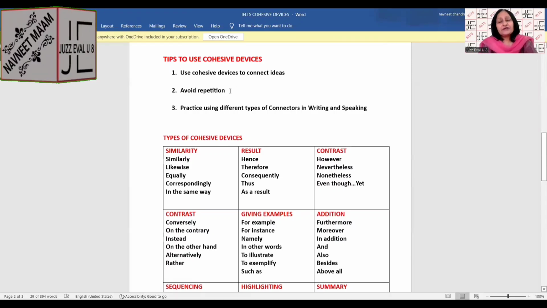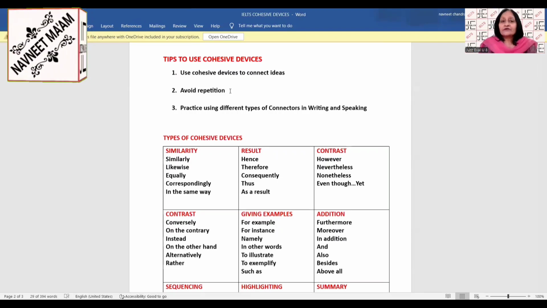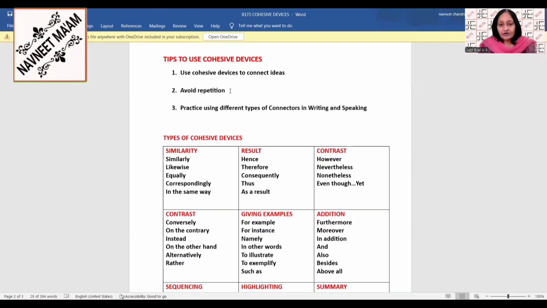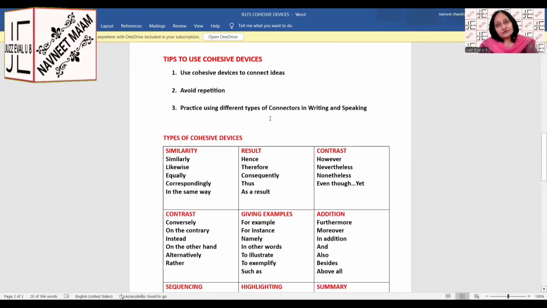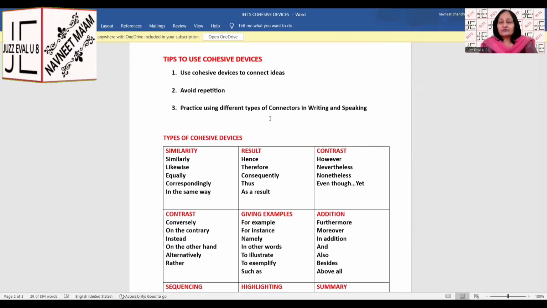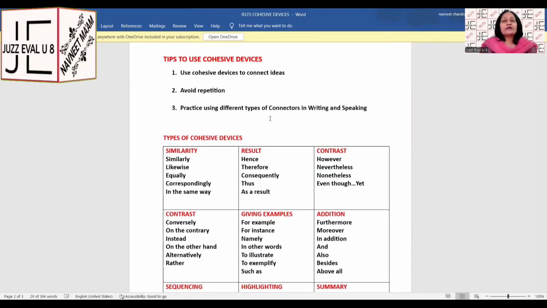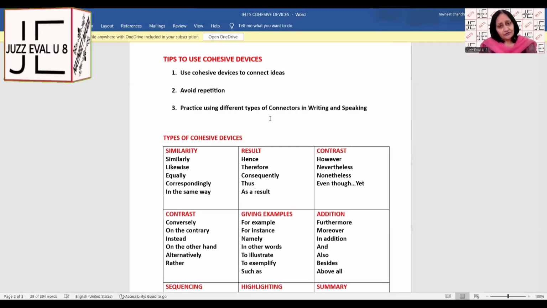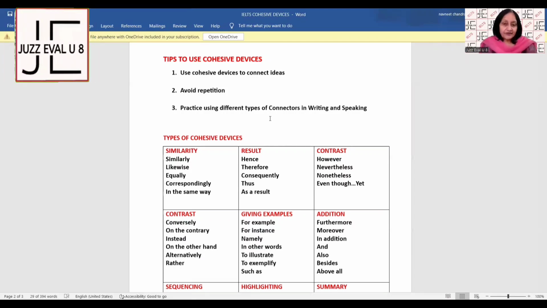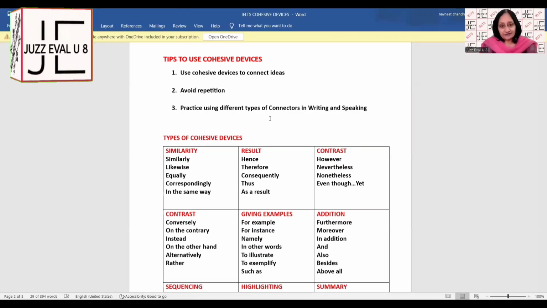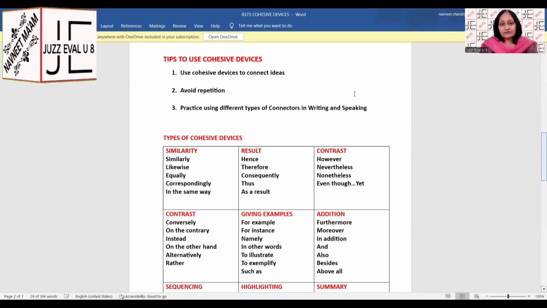Do not repeat the cohesive devices. You've used moreover once, don't use it again. Instead of moreover, you can use furthermore or in addition. So there are many. And then keep practicing the use of connectors. It will eventually lead to a good score. So keep practicing this at home, whether you write it in the essay or when you're speaking, practice in front of the mirror and keep using these words, or just record your audio and see how you're sounding by using these connectors.